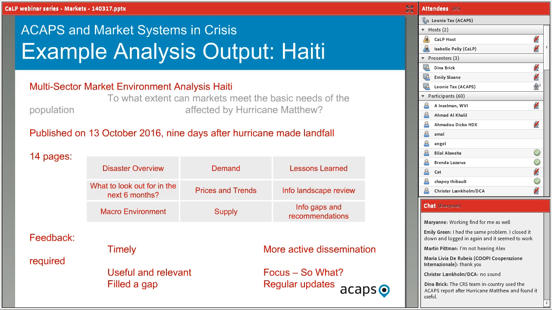And the assessment team that looked at the state of some shelter materials in Haiti a couple of weeks afterwards indicated that they've heavily used the report and that it saved them quite a lot of time in preparation for the assessment. So that was definitely an indication that it was a useful product at that point in time in the crisis.